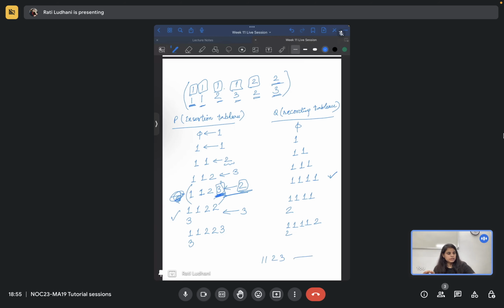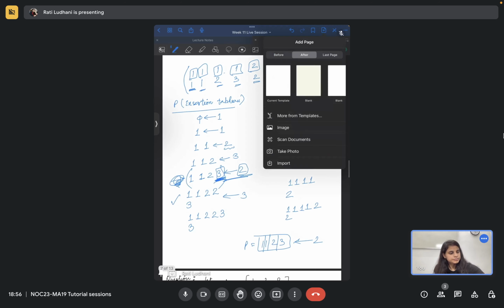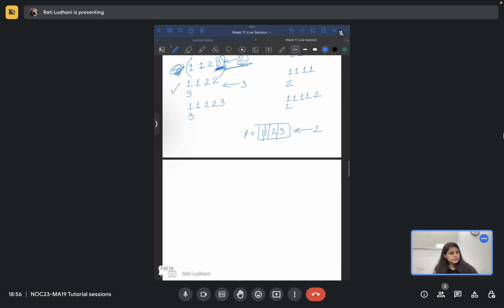So you are inserting, this is your p. Now you are inserting, so I should not write like this. These are boxes. You are inserting 2 here. So what will you get when you insert? This is your tableau. This is 1 1 and 2, and you know that there is an ai such that a is less than ai, so you'll replace that. Now you have to insert 3.